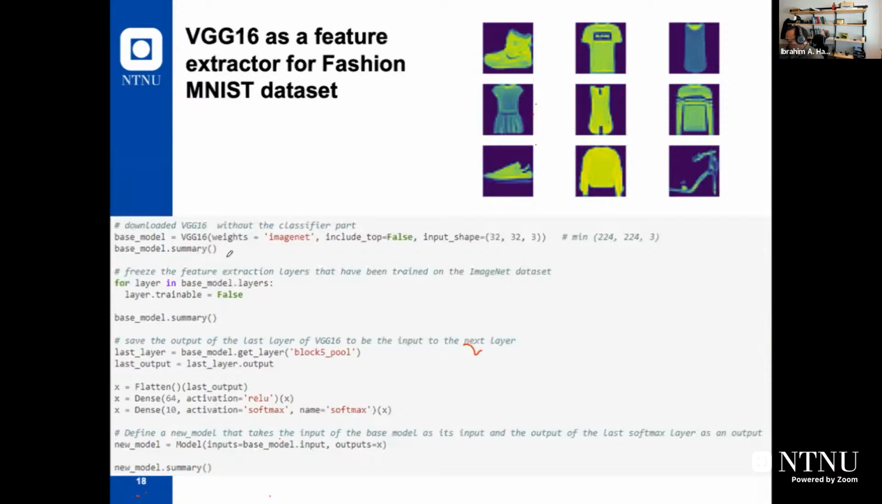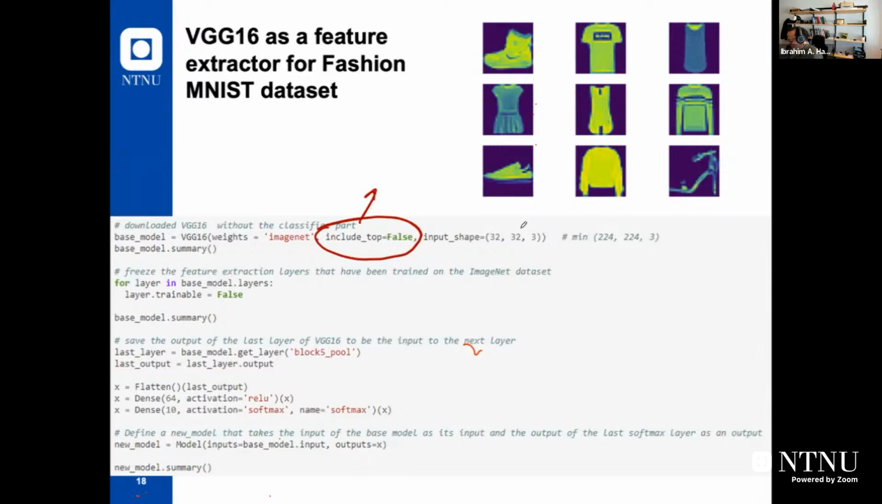It's a VGG16 with weights equal to ImageNet, which means this model has been trained using ImageNet, which consists of 14 million images. Include top equal false means I'm just importing the feature extraction part. This one is very important: include top equal false means we will not include the classifier. It's only the feature extraction part.